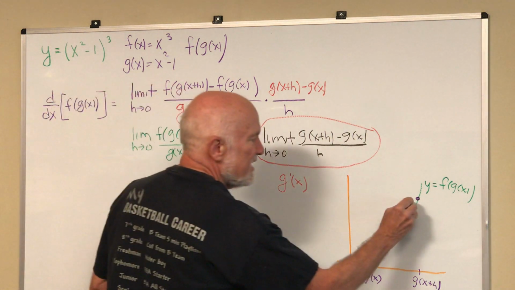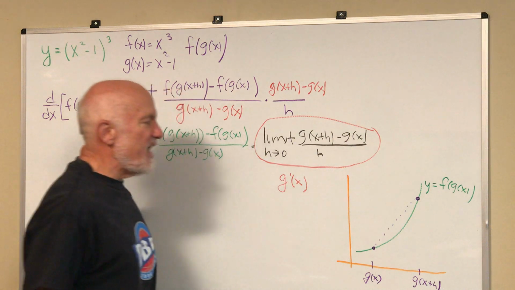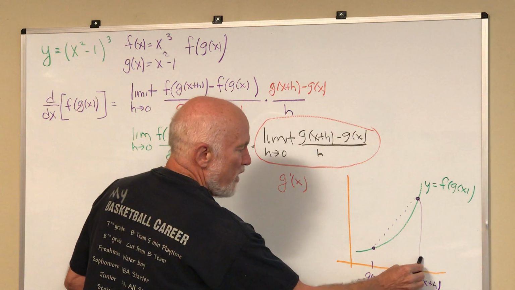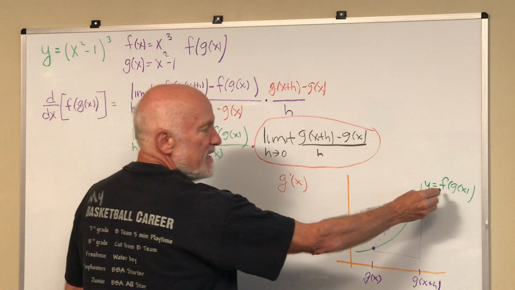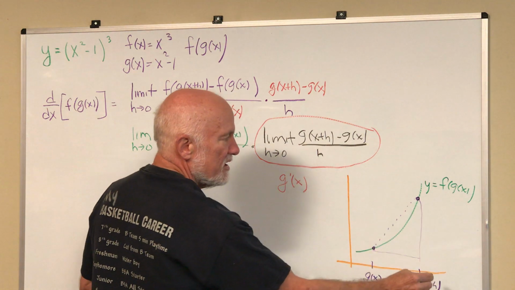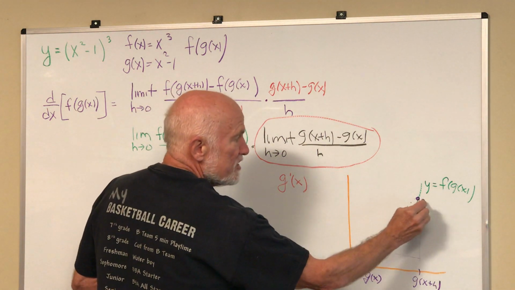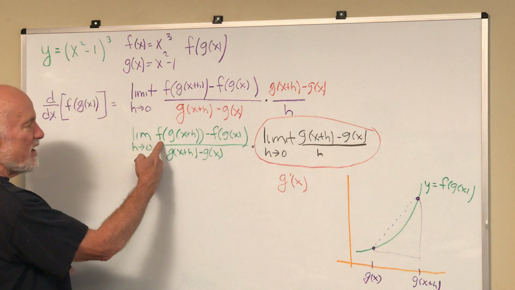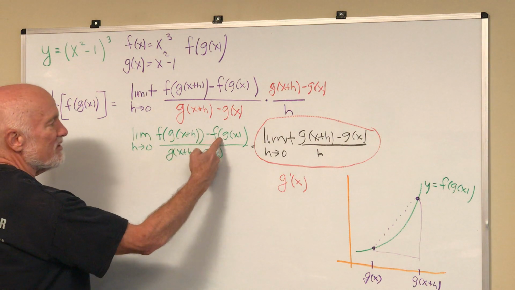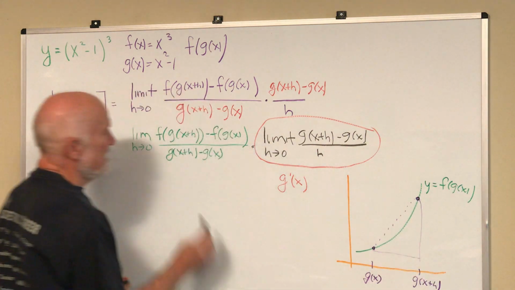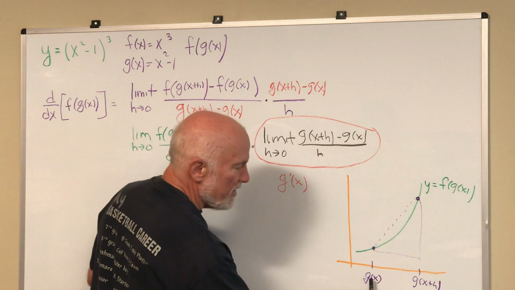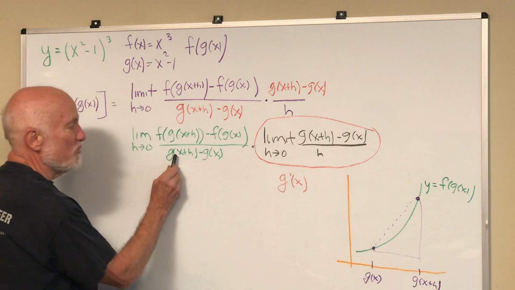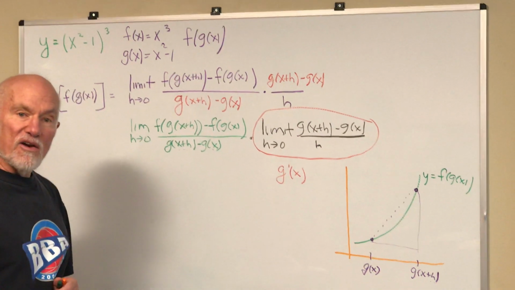Now, if I take the slope of that dotted line, I get the rise over the run. Well, the rise would be f of g of x plus h minus f of g of x, which is exactly what I have right here. So that's the rise. And then what's the run? The run is going from here to here. So that's g of x plus h minus g of x, which is exactly what shows up right here.